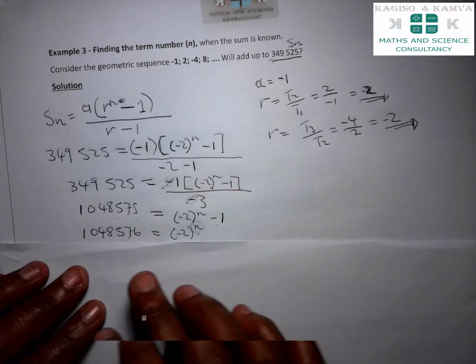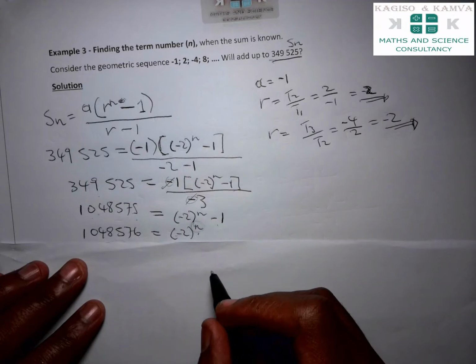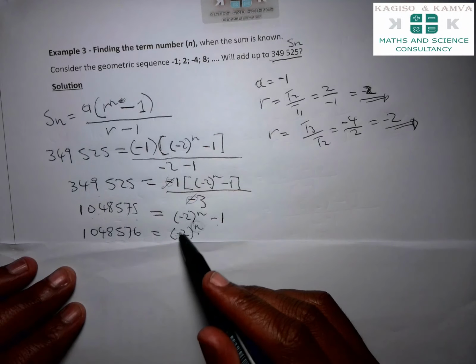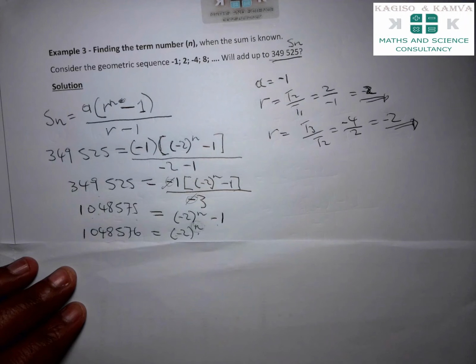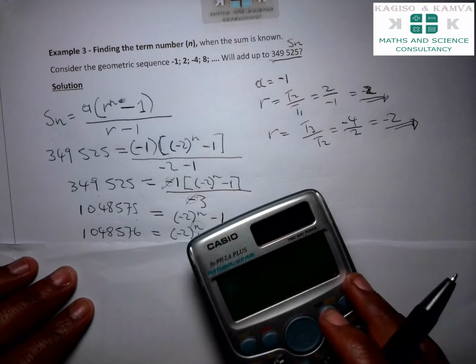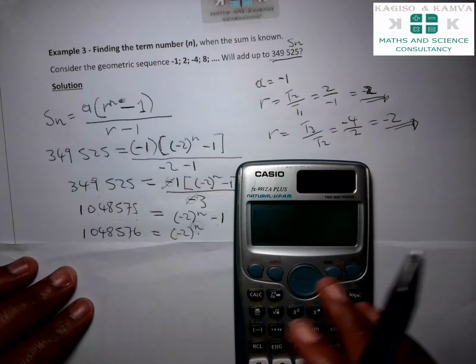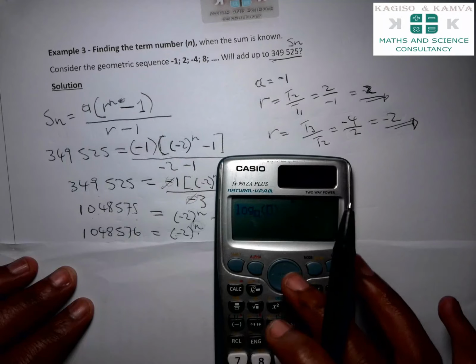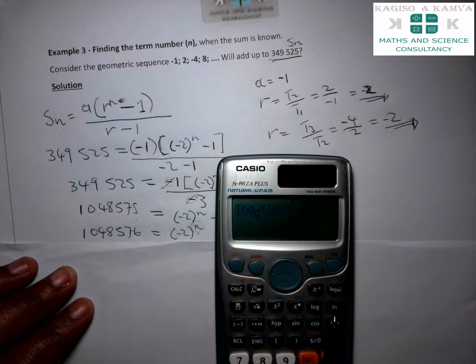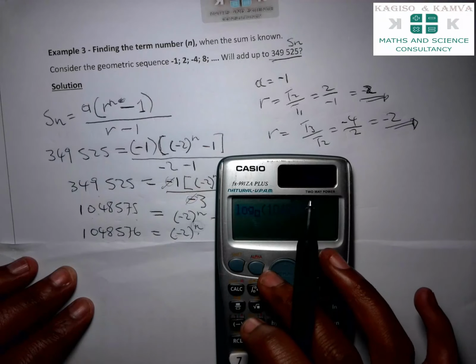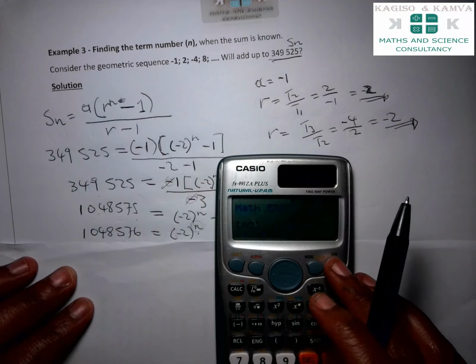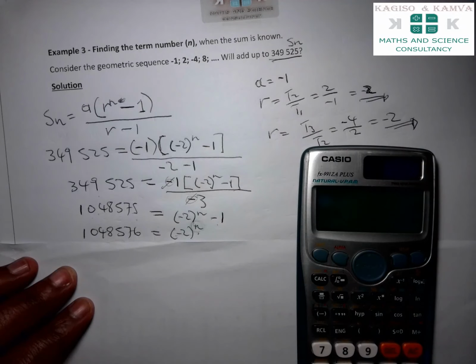From here we can say, because we do not want to work with a negative base, if we use a negative base we are going to get an undefined result. Let's say, for example, if you use the log of 1,048,576 with a negative base, it's going to say it's undefined. It gives us a math error. But we can use an alternative method.